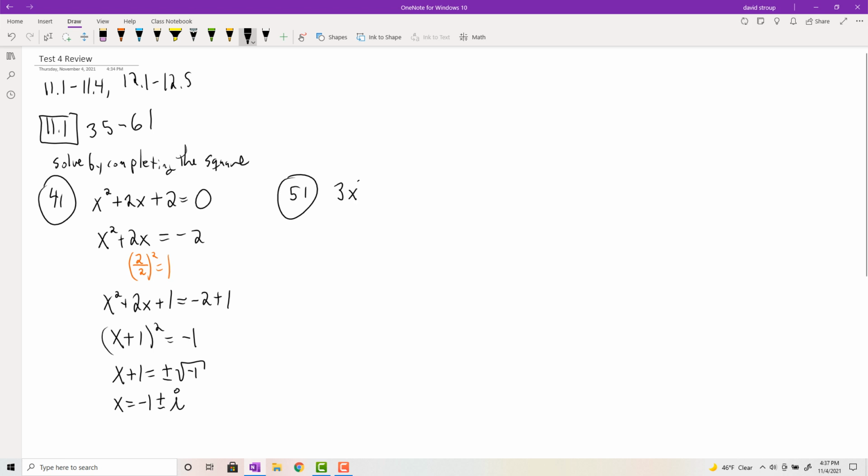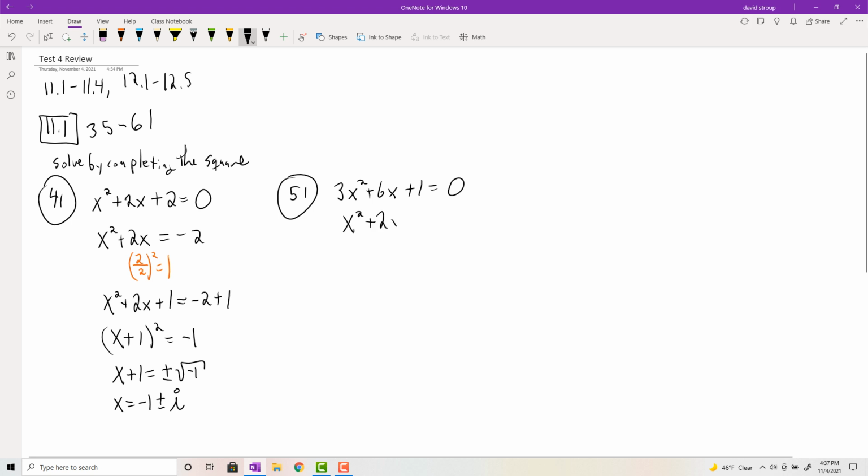Let's look at another one, number 51. Here I have 3x squared plus 6x plus 1 is 0. So the issue, firstly, that you have to take care of is that leading coefficient of 3. So what you're going to do is divide everything by 3. So you'll end up with x squared plus 2x plus 1/3 equals 0. And then you proceed like in the previous problem. So you're going to move the 1/3 over.